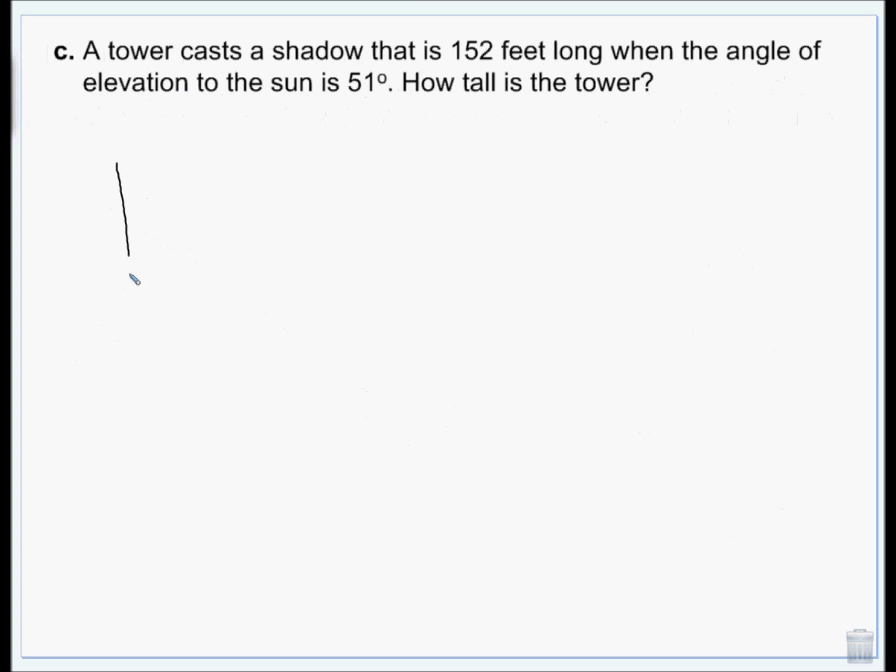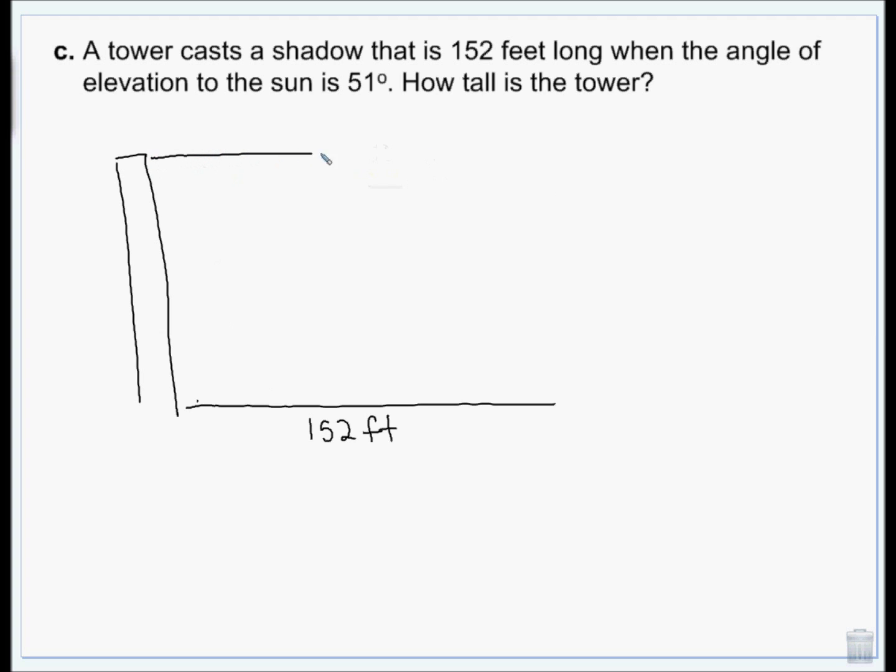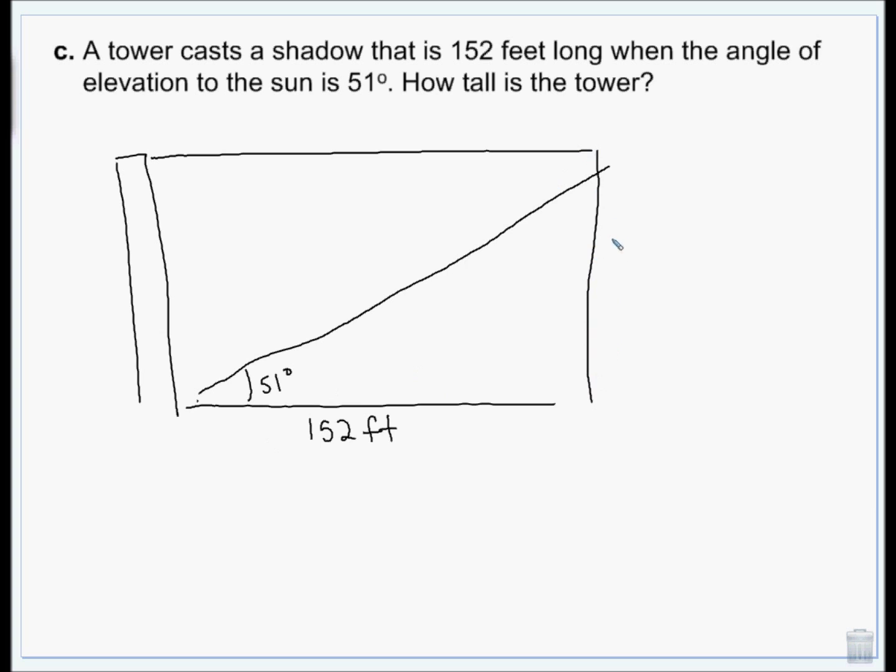Next we have a tower, and it casts a shadow that is 152 feet long. The angle of elevation to the sun is 51 degrees. That makes this side here also 152 feet long.